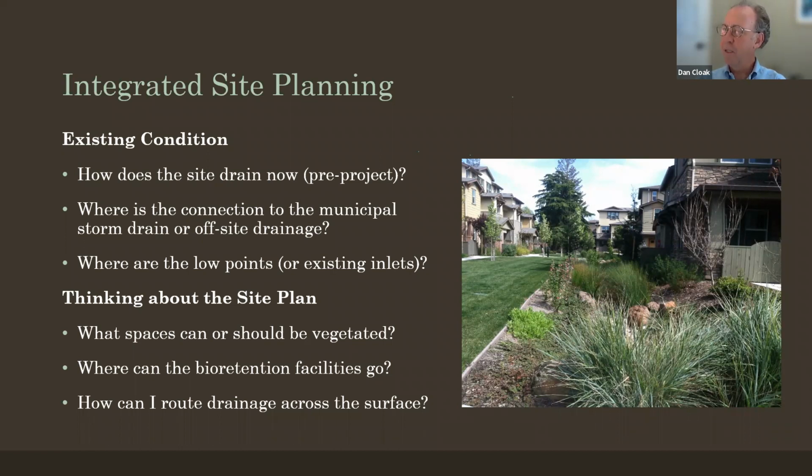Here it is in this higher density, not really high density, but higher density townhouse development. And you can see the level of interaction with the landscape, with the buildings, that this really has been conceived and implemented as part of this development.